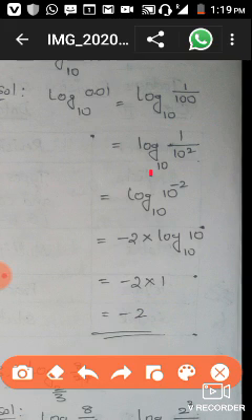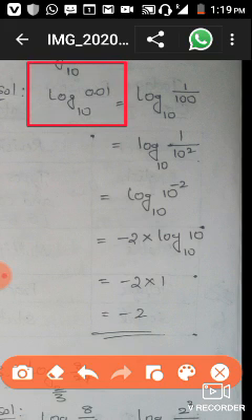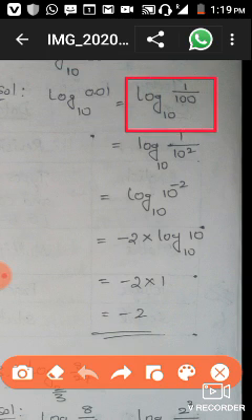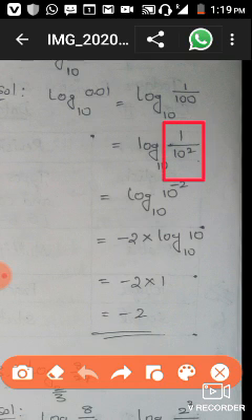Once again, repeat. The question is log 0.01 for base 10. This is the question. Now we are finding the solution. Say log 0.01, we can write as 1 by 100. So the next step, that 1 by 100 becomes 1 by 10 to the power of 2.